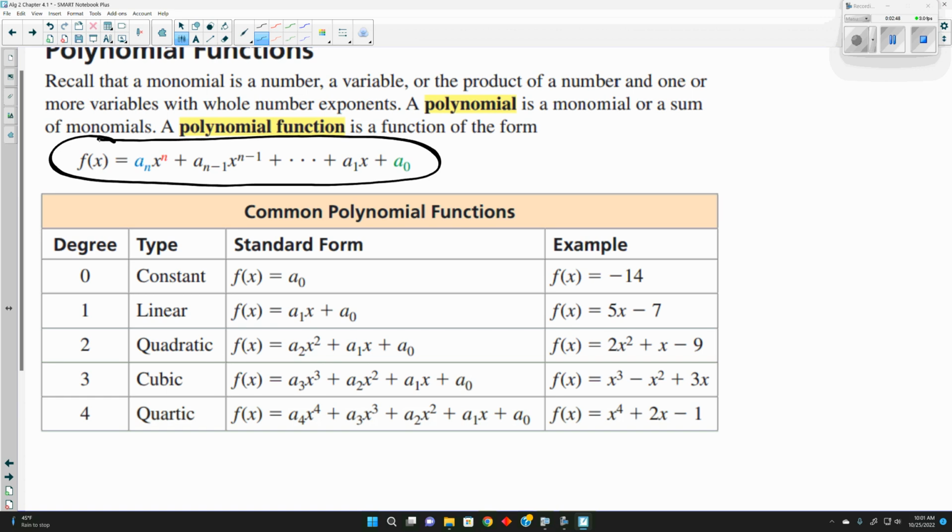A linear function has degree 1. The biggest exponent is 1. So we could say 5x minus 7. If the degree is 2, it's a quadratic. Our ax squared plus bx plus c, or 2x squared plus x minus 9, is a quadratic, because the biggest exponent is 2, the degree is 2. Cubic is a degree 3, because the biggest exponent is a 3. So x cubed minus x squared plus 3x. And a quartic is degree 4, because the biggest exponent is a 4. Questions on any of this so far?